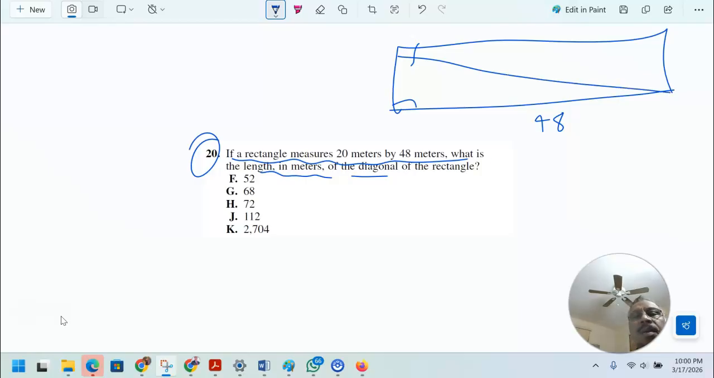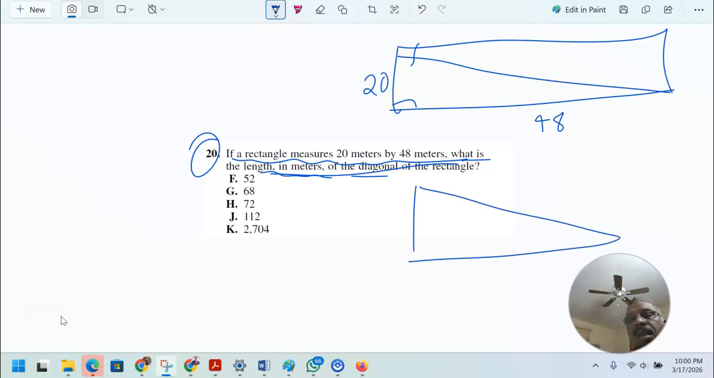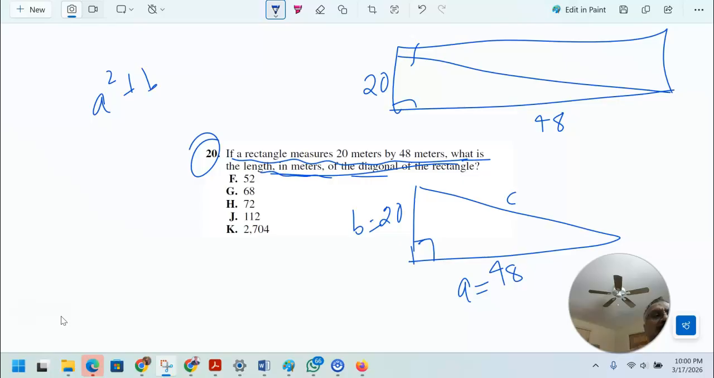The question is, what is the length of the diagonal? So this is 48, that means this is 20. It's like a rectangle. You can use the Pythagorean formula, where this is A and B, but that will be a big problem. In other words, you will do A squared plus B squared equals C squared and all that.